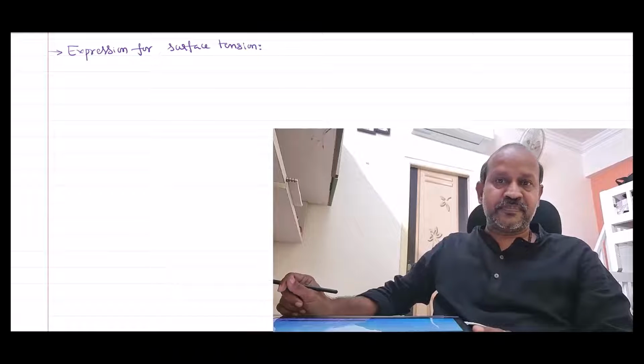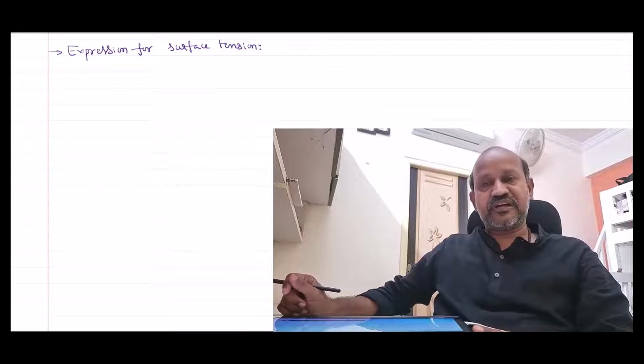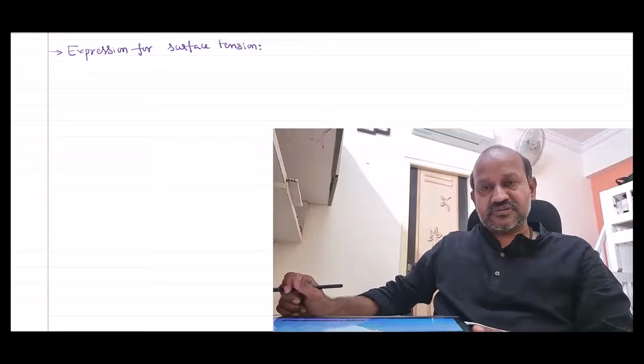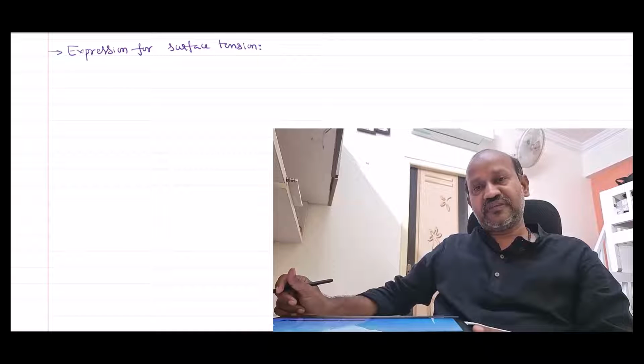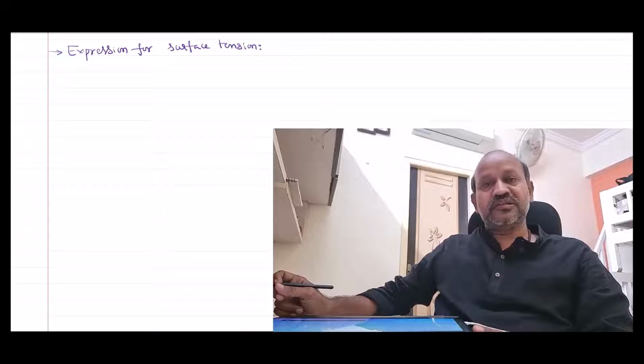Hi everyone. In this video, we would like to derive an expression for surface tension. Before going ahead and talking about the derivation, let me define surface tension once again for you. It is defined as the force acting per unit length tangentially on an imaginary line drawn on the surface of the liquid, on both sides, normal to the imaginary line.